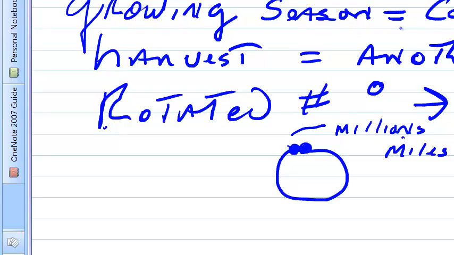So next we'll talk about the early astronomers and how we figured out all the things that we know. So stay tuned.